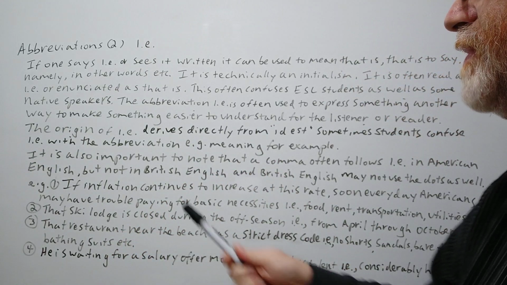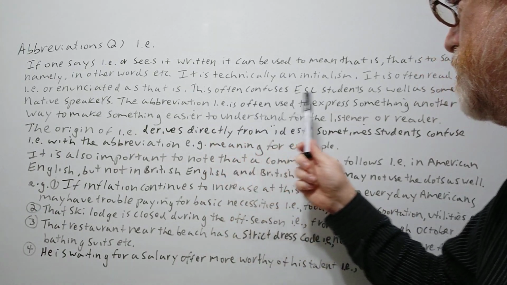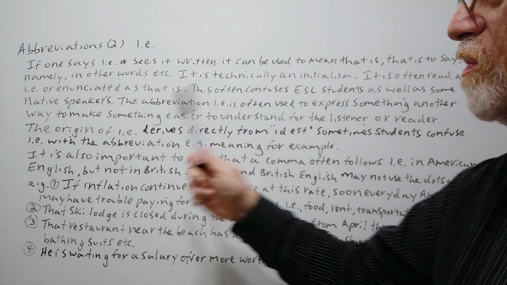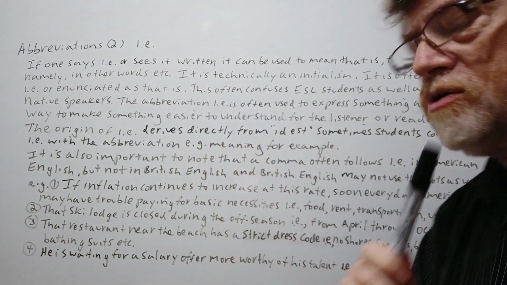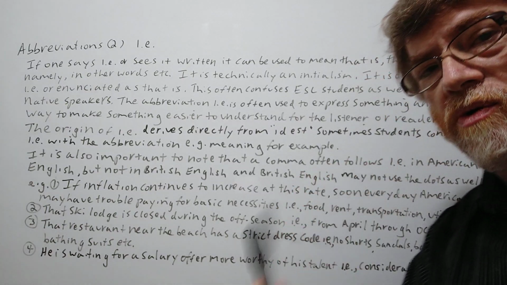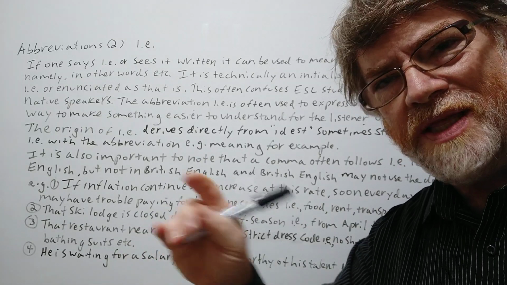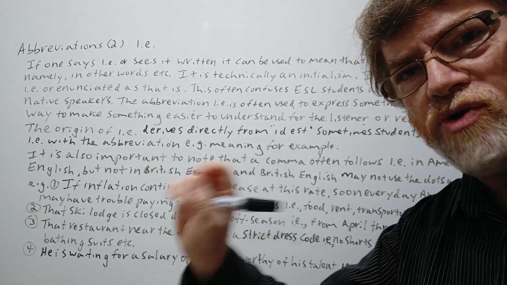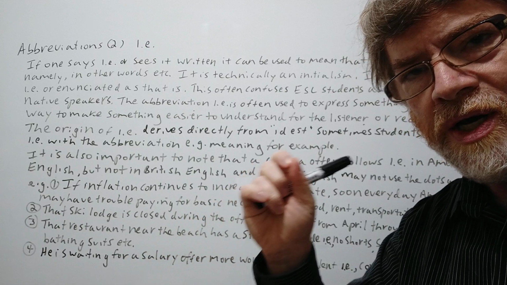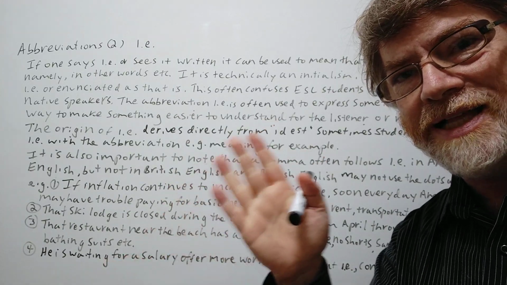All right, let's continue. The abbreviation IE is often used to express something another way, to make something easier to understand for the listener or the reader. So when you're saying something and then you're saying IE, you're usually going to follow with something to try to clarify it so the reader or the listener knows exactly what you mean.